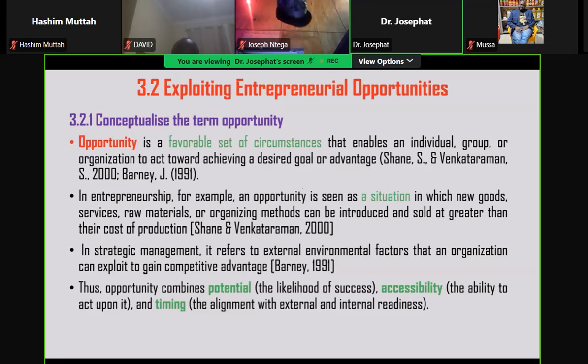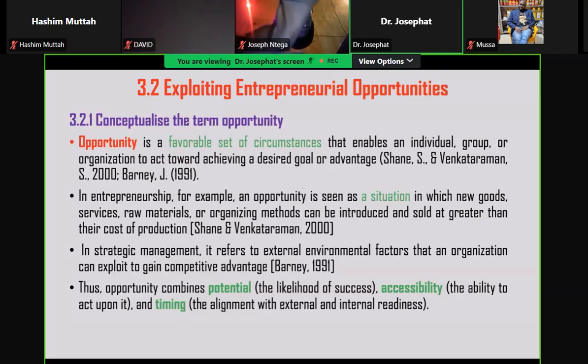from the opportunities. So in strategic management, opportunity refers to external environmental factor that an organization can exploit to gain a competitive advantage. If you guys are studying strategic management, you always, when you talk about strategic management in the environmental factors, we have both the internal one and the external ones.